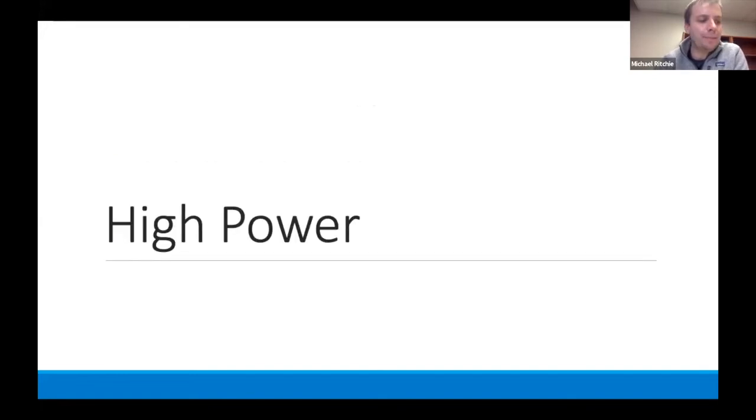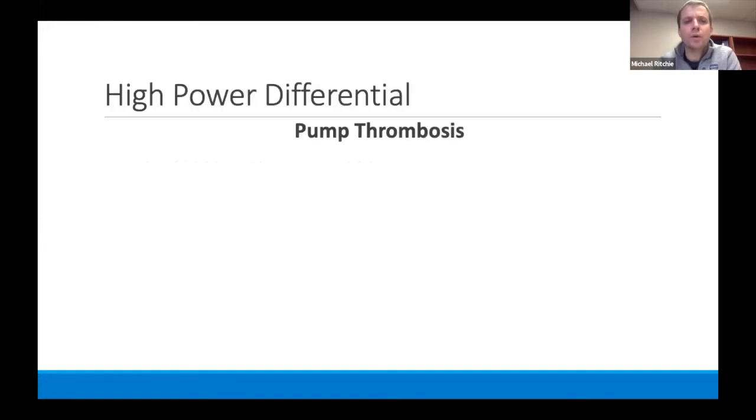The next one is high power. With high power, there's really only one differential that you need to focus on, which is going to be pump thrombosis. And this is obviously an emergency.